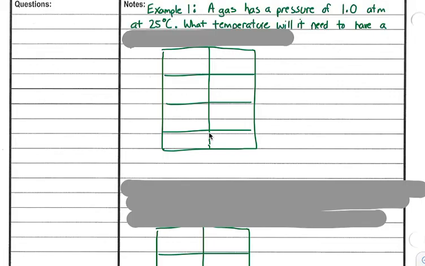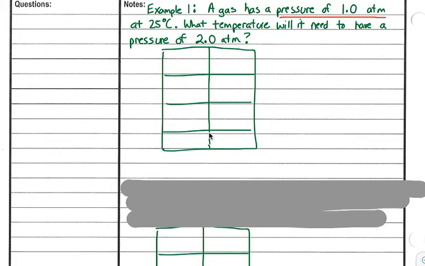So we've got this example here, and I'm going to go ahead and read through it and highlight it as we go. All right, a gas has a pressure of 1.0 atm at 25 degrees Celsius. What temperature will it need to have a pressure of 2.0 atm? Okay, so I'm looking at pressure and temperature here, and I need an initial and a final, and then I can think about the change to help me know what to do.